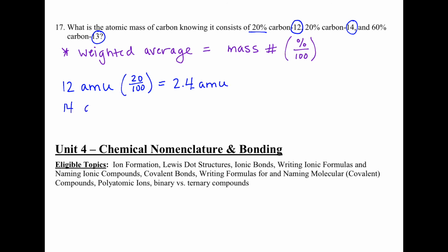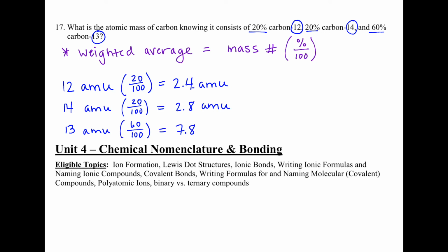The second isotope had the mass number of 14, and it also had a percent of 20, meaning 20% of the carbon in the world weighs this 14 AMU. You would get that. And then our last isotope had the mass number of 13 and a percent abundance of 60, meaning most of the carbon in the world weighs this 13 AMU. Okay, so that would give me those three values.